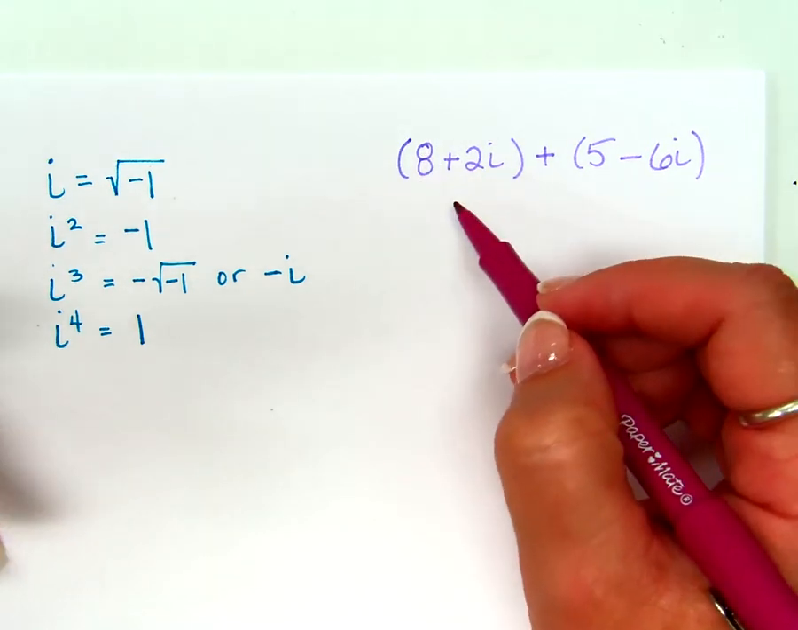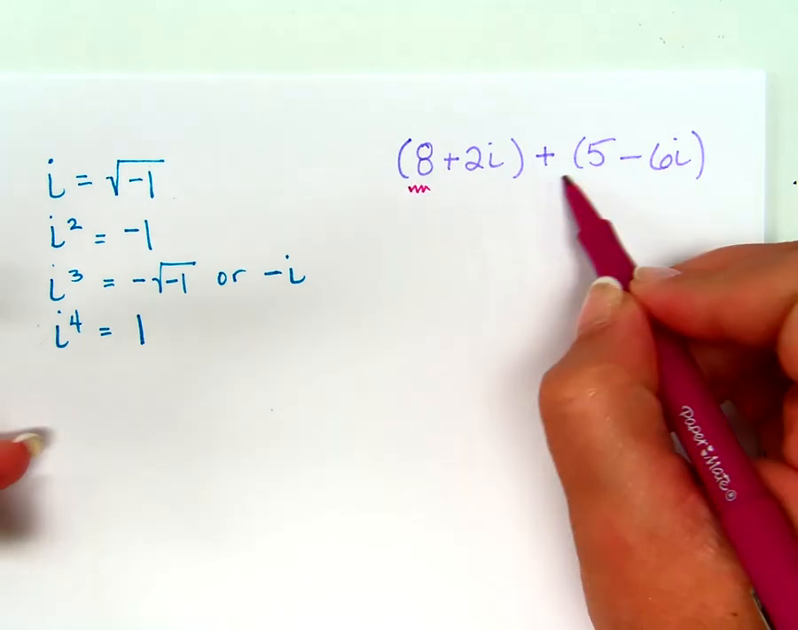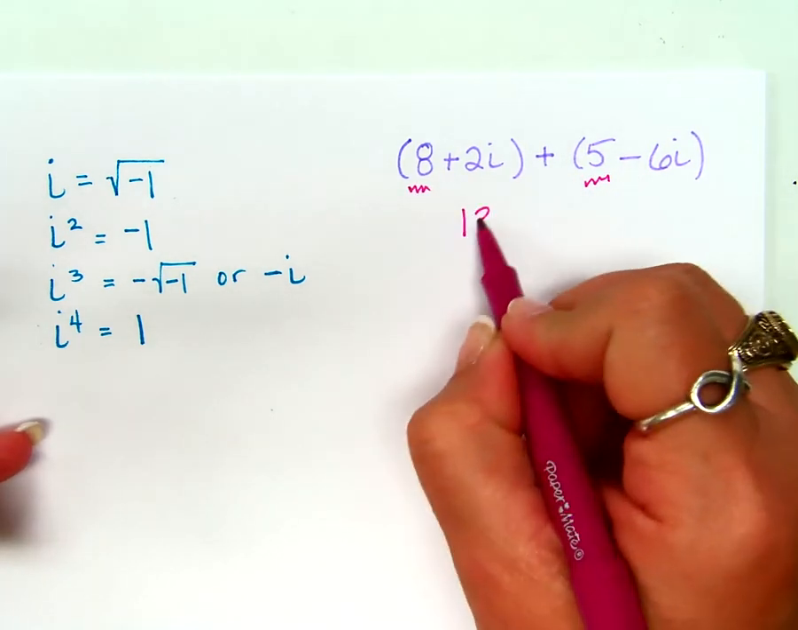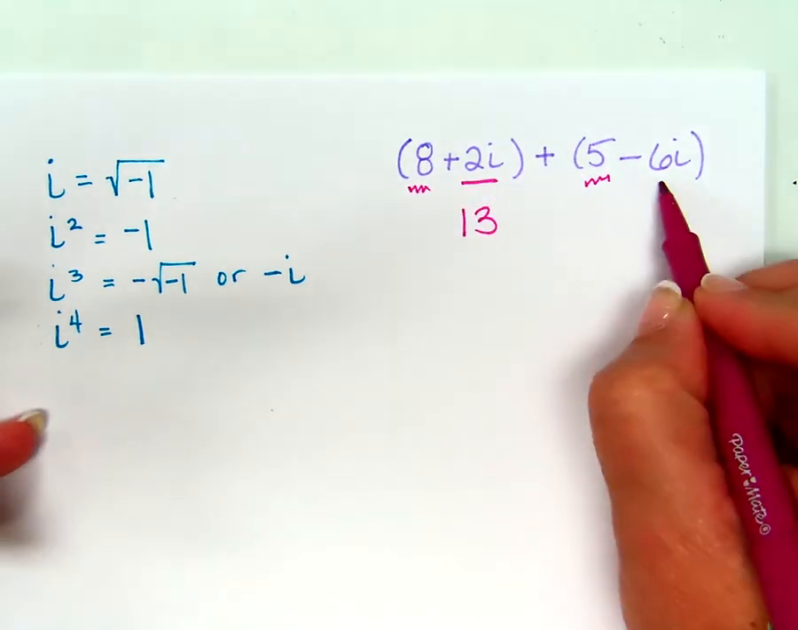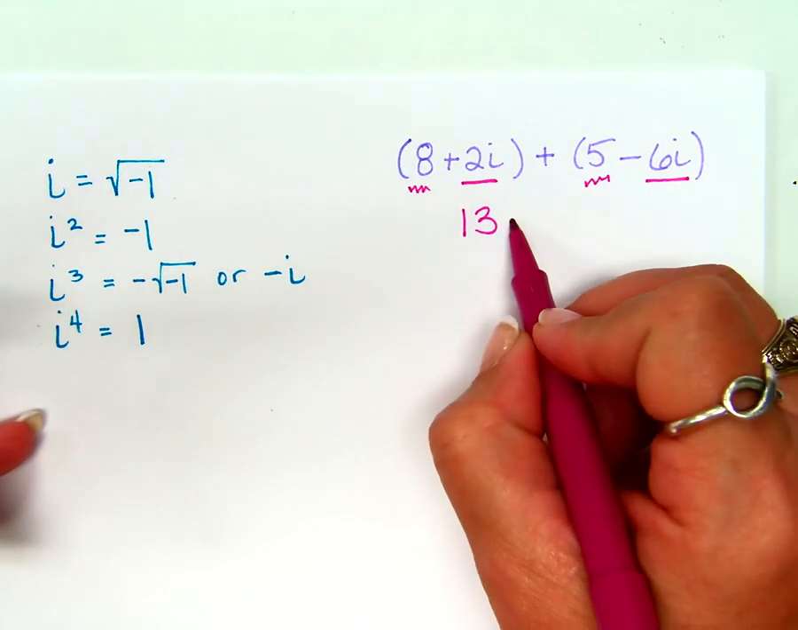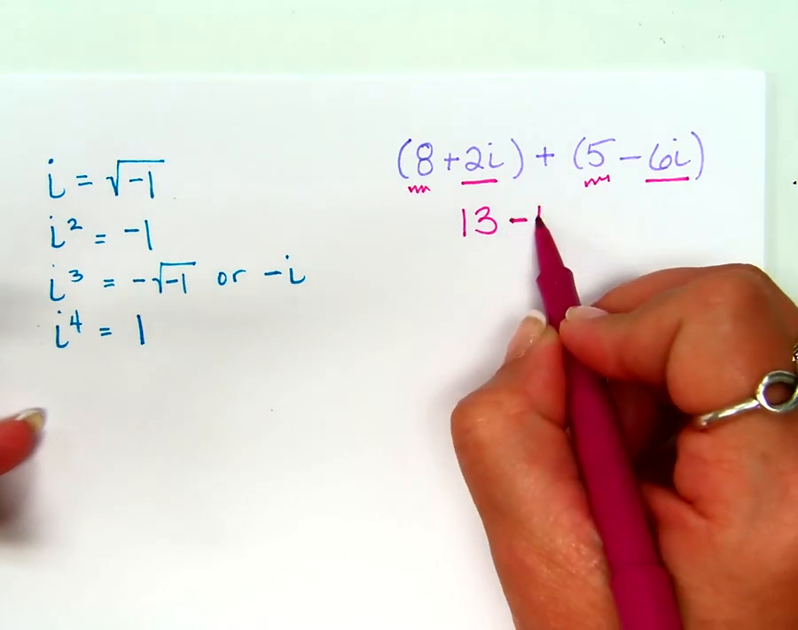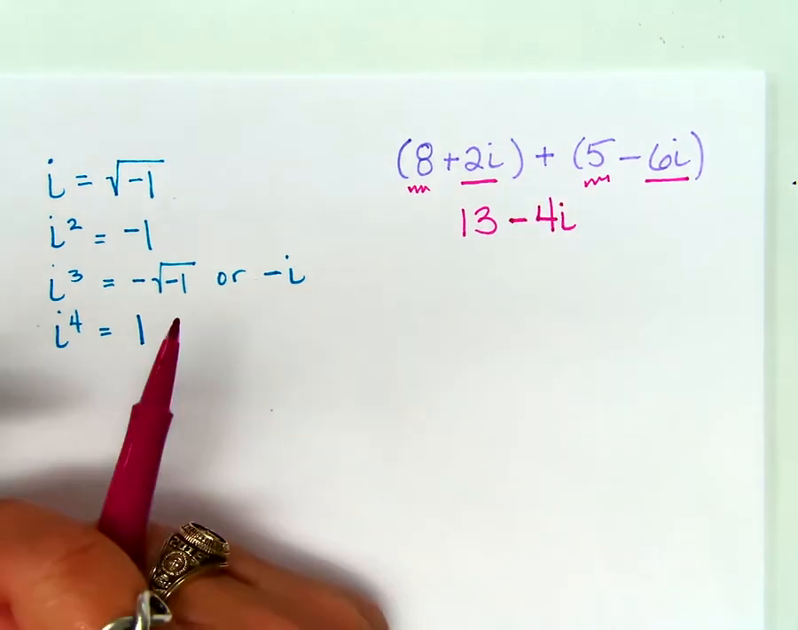Okay? We can't combine real and imaginary. What can we combine? Yeah, real and real to give me 13. Imaginary and imaginary to give me what? -4i, right?